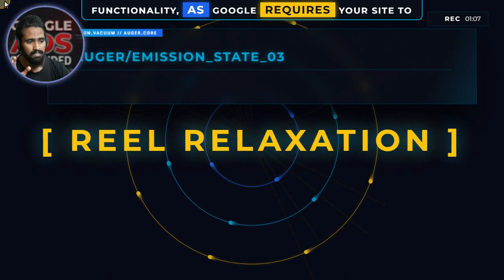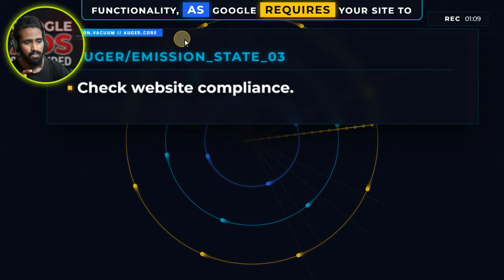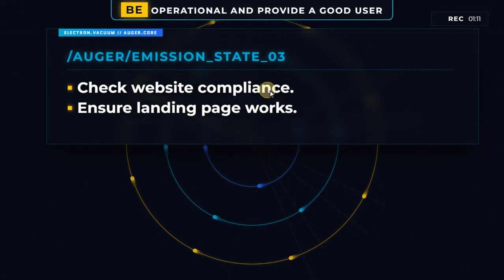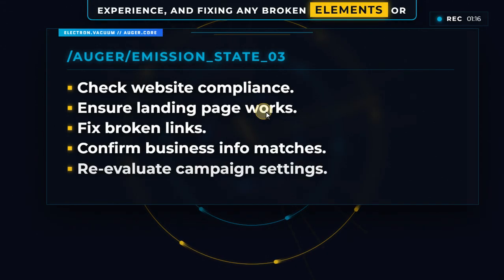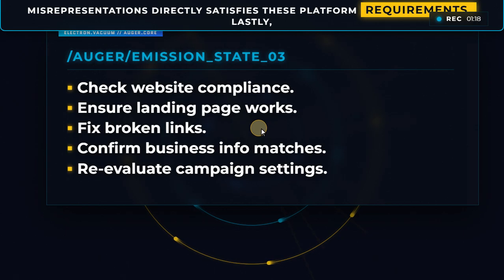Furthermore, a key strategy is to thoroughly check your website's compliance and landing page functionality, as Google requires your site to be operational and provide a good user experience, and fixing any broken elements or misrepresentations directly satisfies these platform requirements.